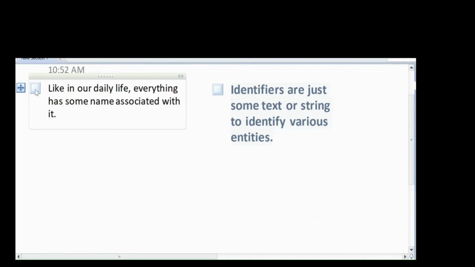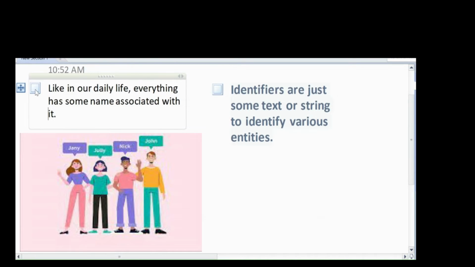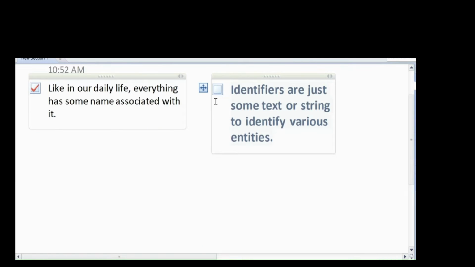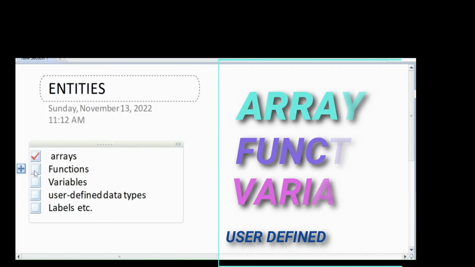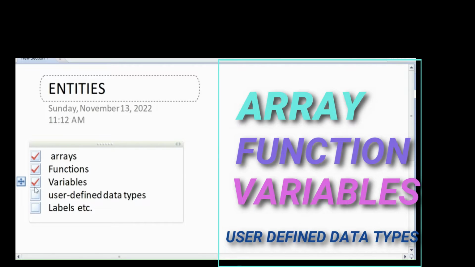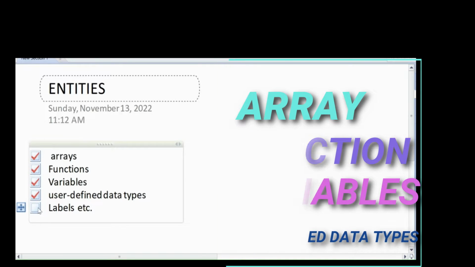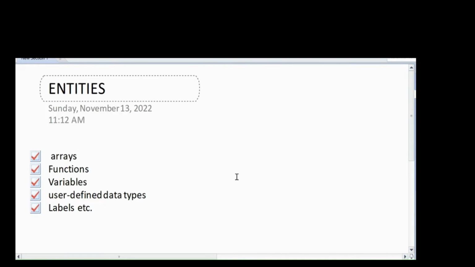Like in our daily life, everything has some name associated with it. So in C also, identifiers are just some text or a string to identify various entities like array, function, variables, user defined data type and labels.